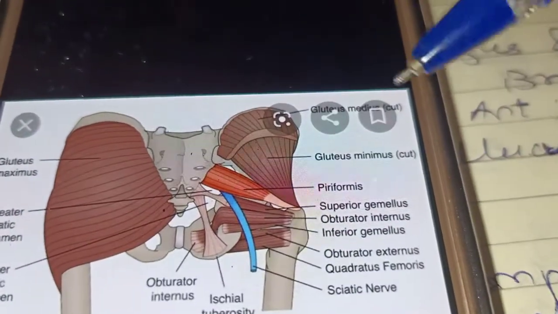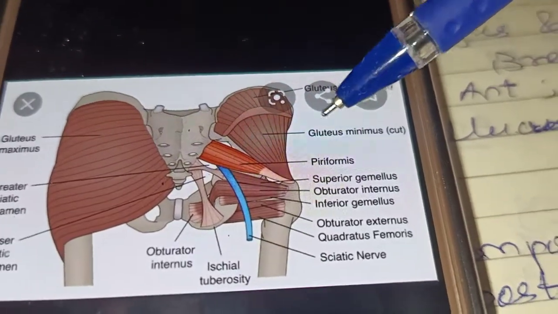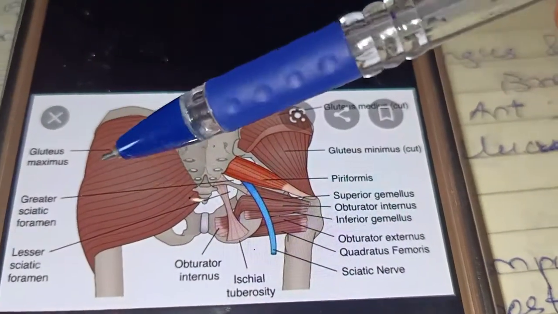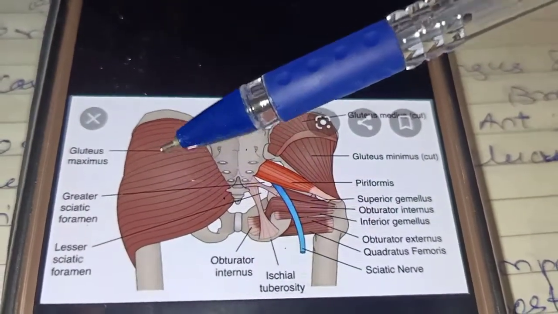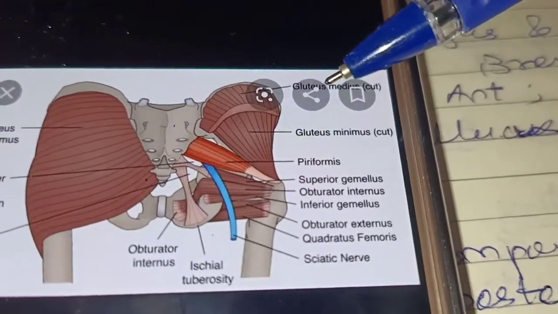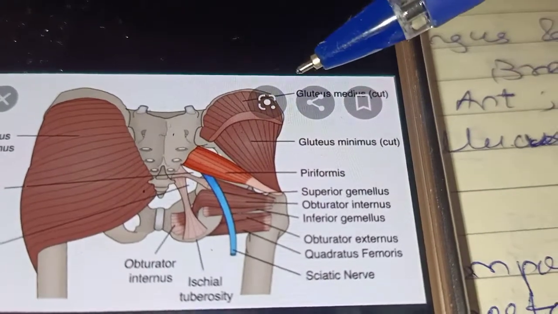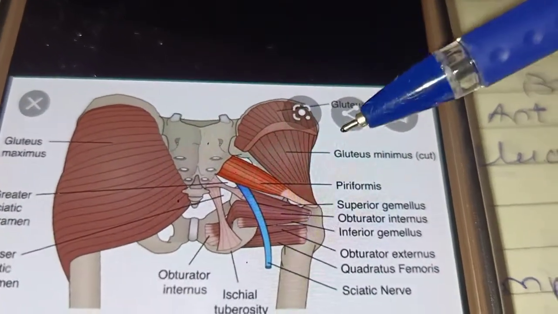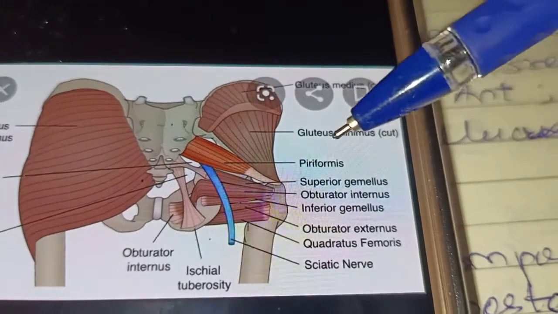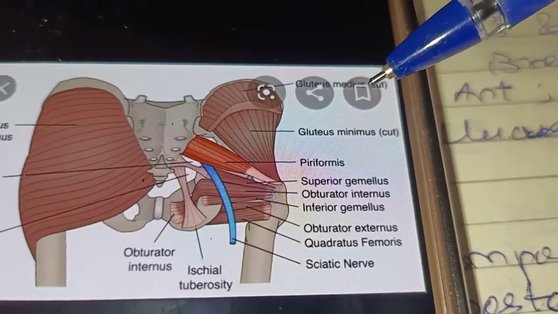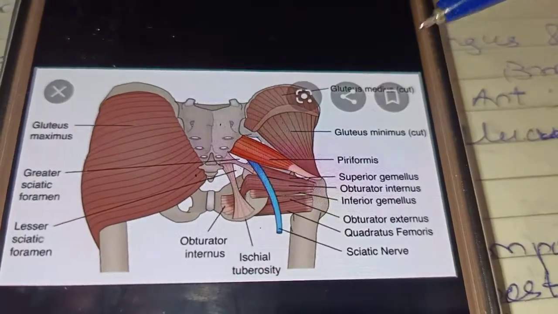So you can see gluteus medius. You know this. Where is gluteus medius? Gluteus minimus. Okay, this is gluteus maximus. Gluteus maximus is supplied by the other nerve, but the superior gluteal nerve supplies gluteus minimus and gluteus medius muscle. Please remember this. Superior gluteal nerve innervates gluteus minimus and gluteus medius, and it also innervates the tensor fascia lata.